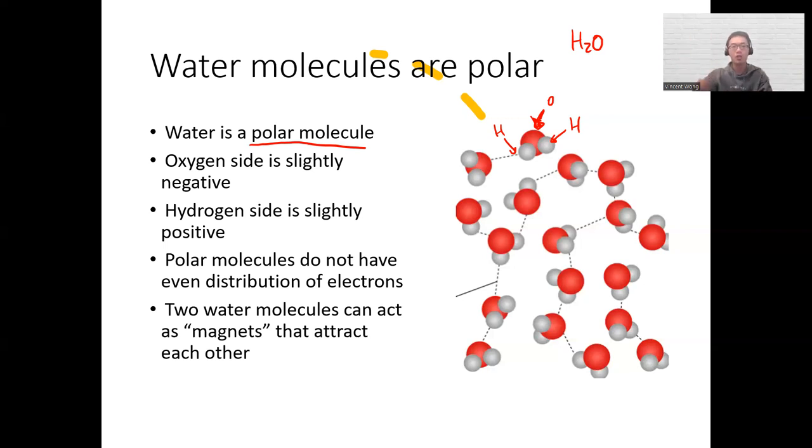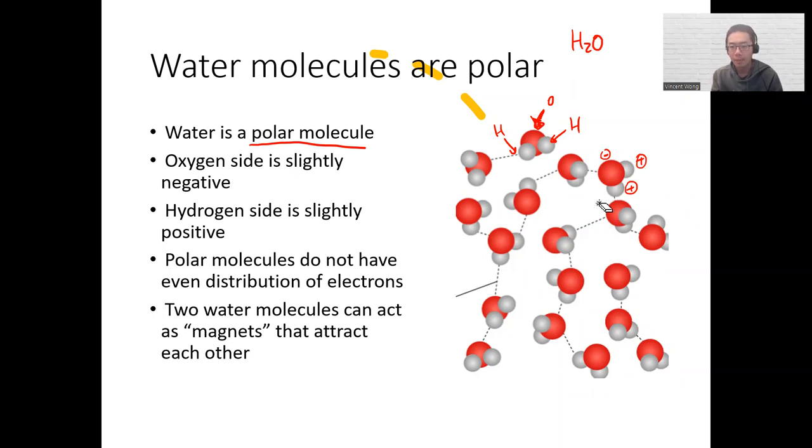So the oxygen and hydrogen are sharing the electron, but the oxygen is kind of hogging it, like my older kid. That makes the oxygen slightly negative, because it's pulling the electron towards itself and gets to use it more than the hydrogen. So within the water molecule, the oxygen is slightly negative and the hydrogen is slightly positive.